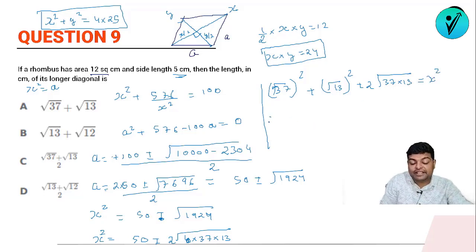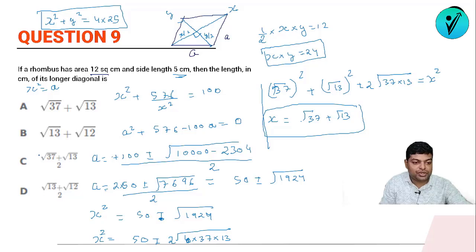So what is the value of x? X will be root 37 plus root 13. Okay, so this is your option A. So for question number 9, what will be the answer? It's option A. Alright.